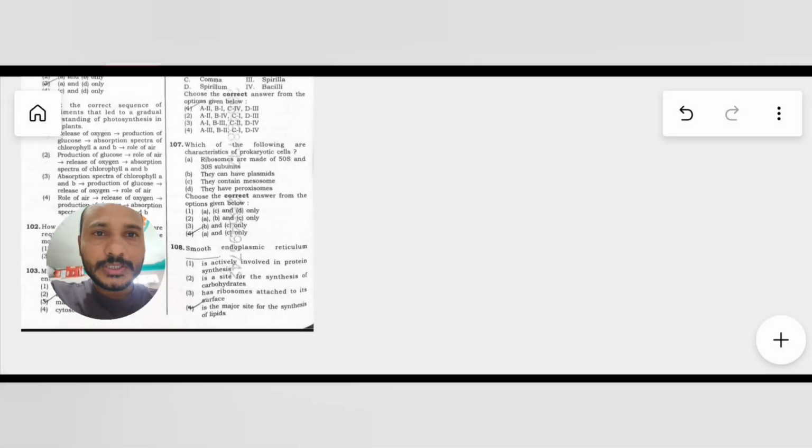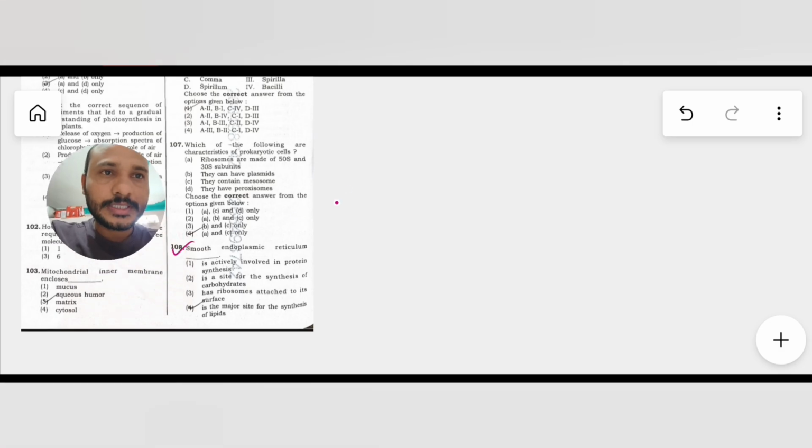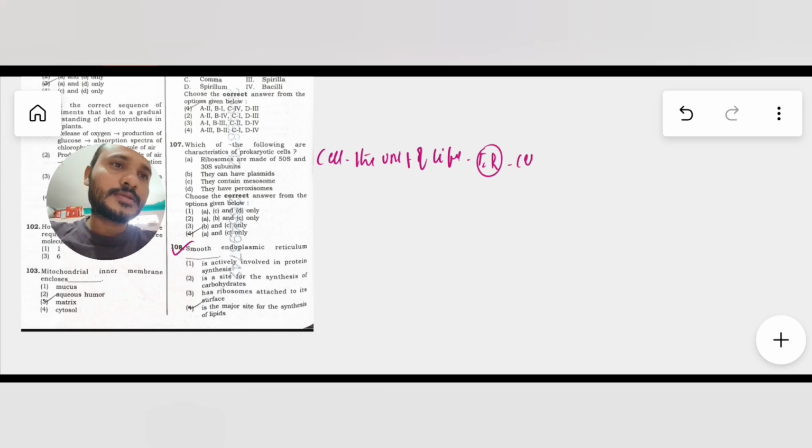Okay, one more MCQ, 108. Smooth endoplasmic reticulum. These questions are framed from the chapter Cell: The Unit of Life, and they mainly focus on one cell organelle, the endoplasmic reticulum. First we will read the question, to see what type of question they are asking. Smooth endoplasmic reticulum: it is actively involved in protein synthesis; it is a site for the synthesis of carbohydrate; it has ribosomes attached to its surface; it is a major site for the synthesis of lipids. So these are the four options.